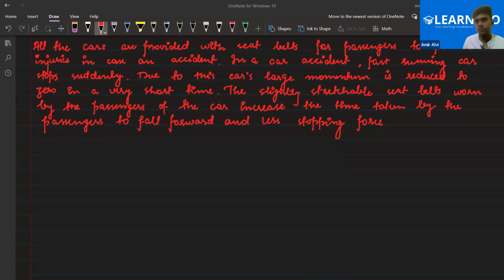So what is it? The stopping force acts on them less. So that's how the injuries are prevented.